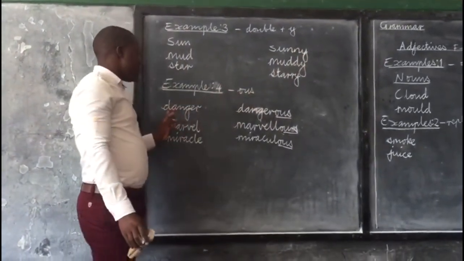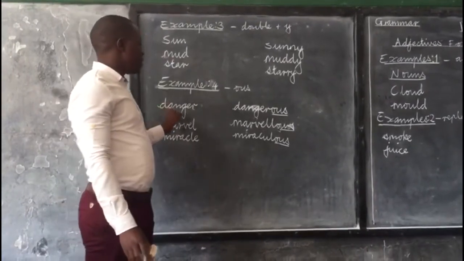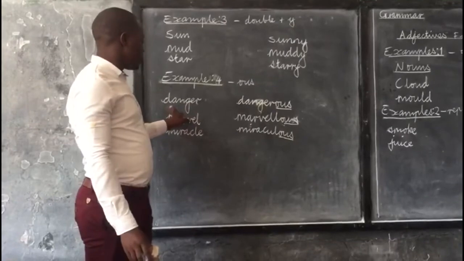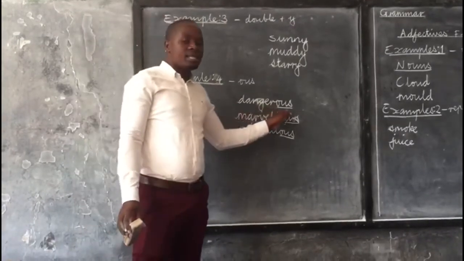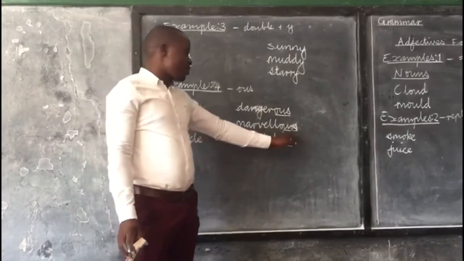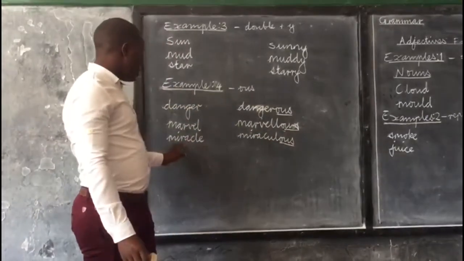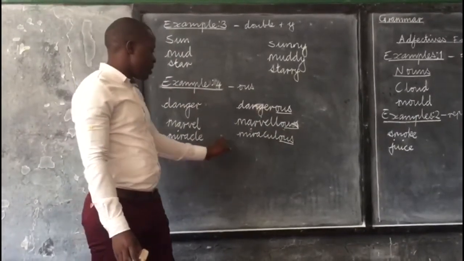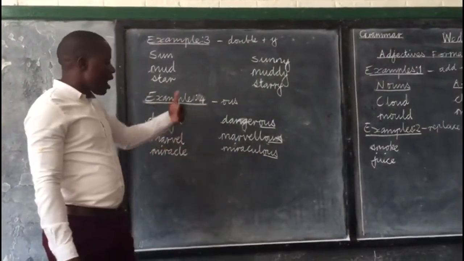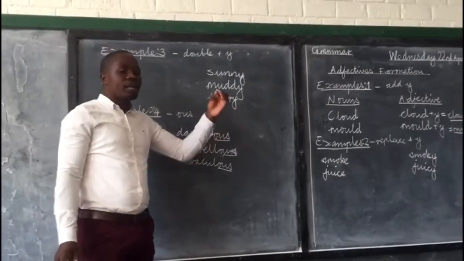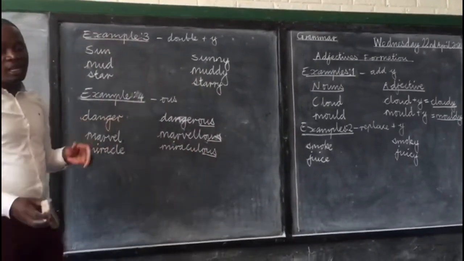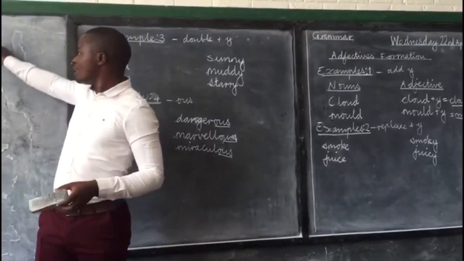Then rule number 4, for this one you need to add OUS. Like for example in the word danger, it becomes dangerous. Like in the word marvel, this one can change into marvelous. Or in the word miracle, this one can change into miraculous. So this is how we can go about forming adjectives using the given nouns.